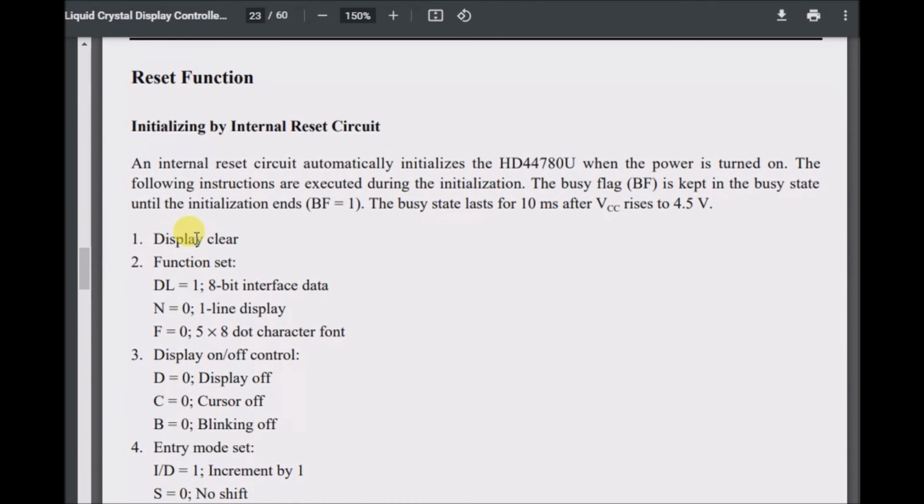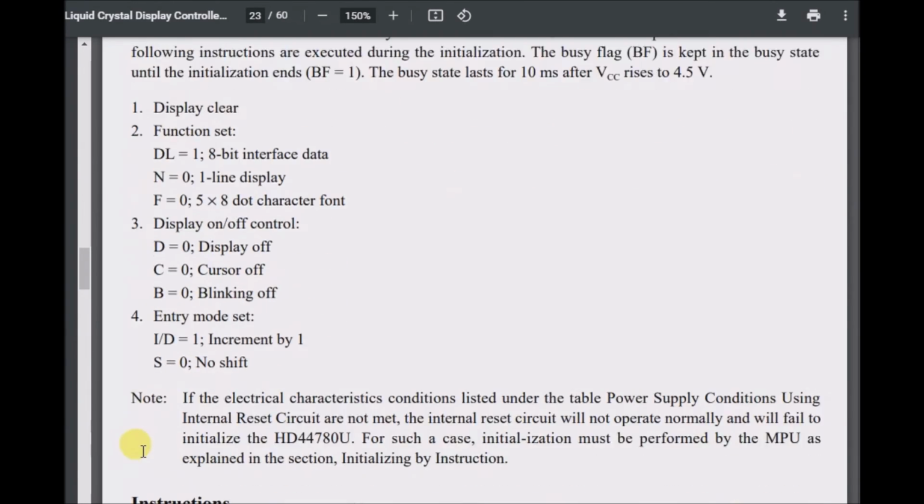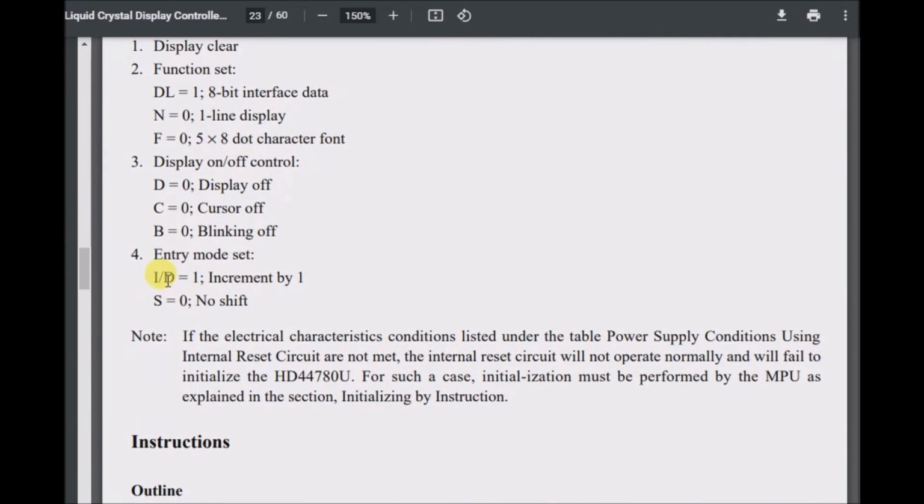Number 1, display clear. Number 2, function set: DL equals 1, 8-bit interface data; N equals 0, 1 line display; F equals 0, 5 by 8 dot character font. Number 3, display on off control: D equals 0, display off; C equals 0, cursor off; B equals 0, blinking off. Number 4, entry mode set: ID equals 1, increment by 1; S equals 0, no shift.